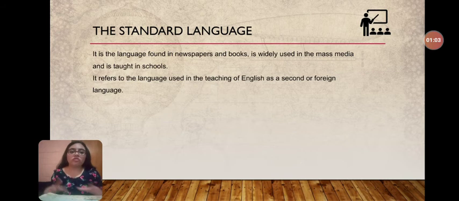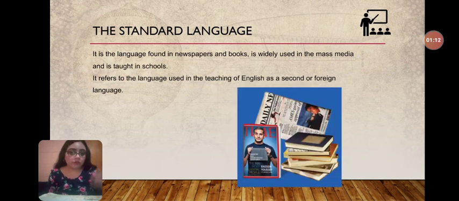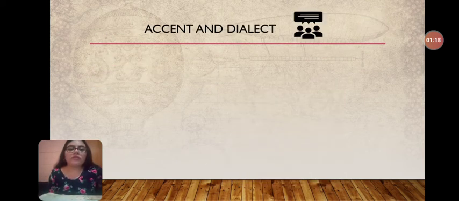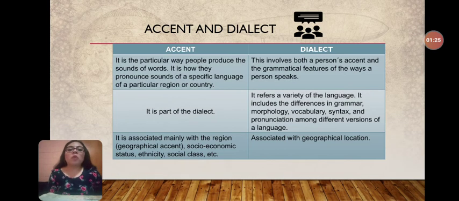It's widely used in the mass media and is taught in schools. It refers to the language used in teaching English as a second or foreign language. So we can consider that this is like the formal language. One of the first aspects that I'm going to talk about the variation of language is accent and dialect. We have to consider their difference.